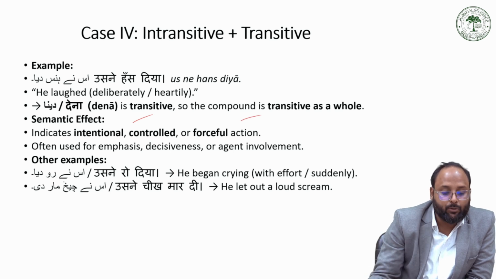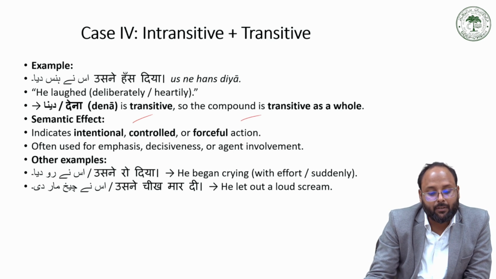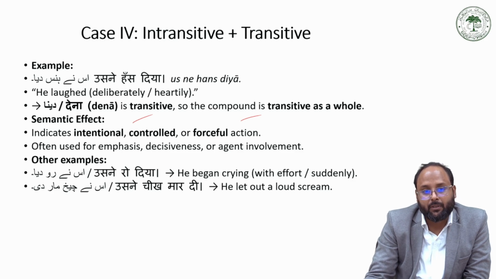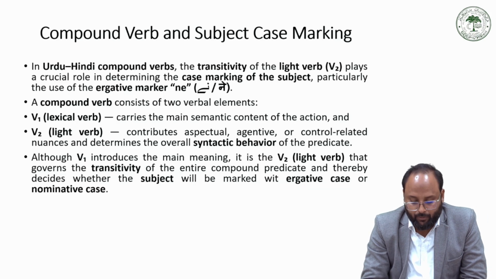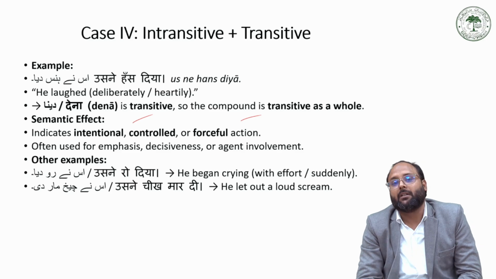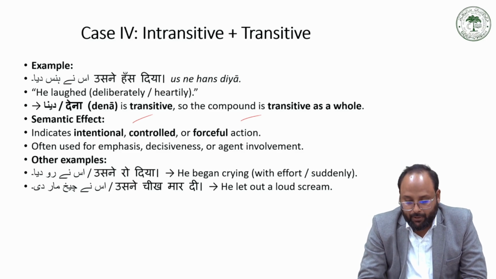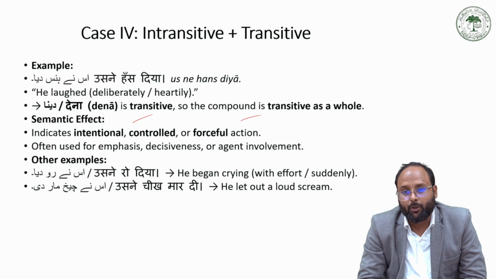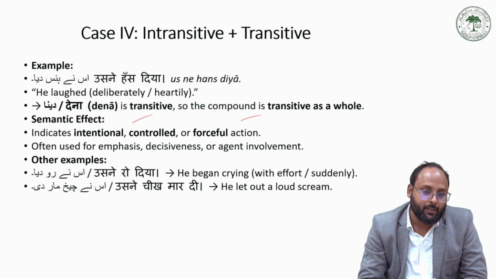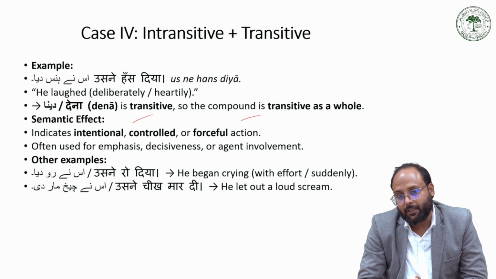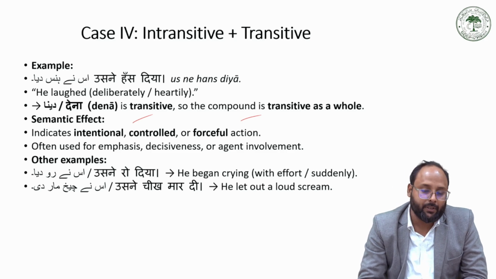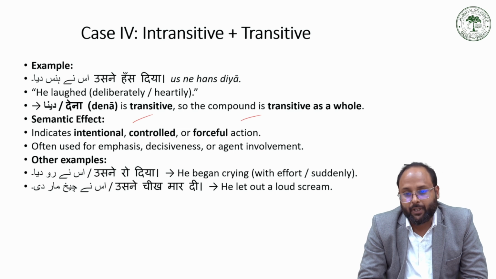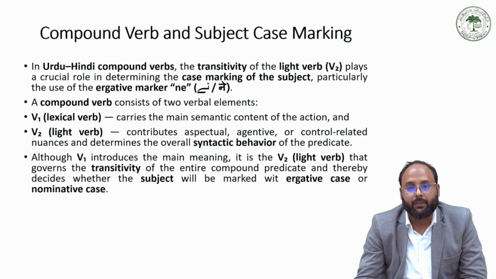Other examples are like उसने रो दिया, उसने चीख मार दी. Also वो हंस दिया, वो रो दिया. That is the intransitive plus transitive combination where the whole compound becomes transitive. When it is in the perfective aspect, it will take the ergative ne, and the V2 agrees with the object only.